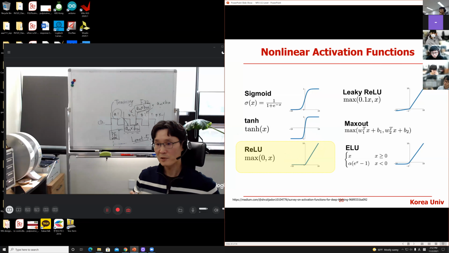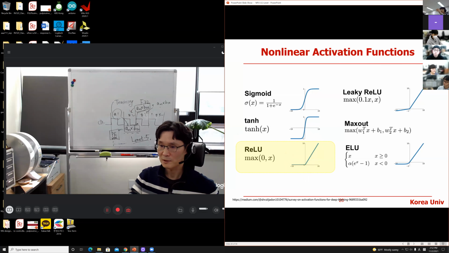From the hardware implementation point of view, it is very simple, right? If the input is negative, the output is 0. If the input is positive, then the output is the same as the input.